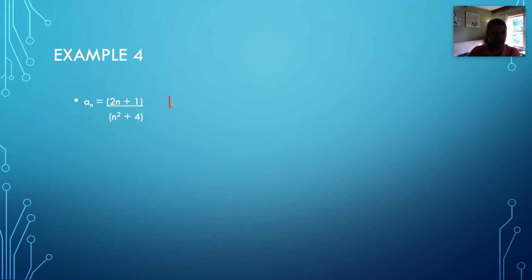In this case, I'm going to take the limit as n approaches infinity, and I'm going to divide everything by n squared. And so 2n over n squared is going to give me 2 over n. 1 over n squared is simply 1 over n squared. n squared over n squared is 1, and 4 over n squared is 4 over n squared.